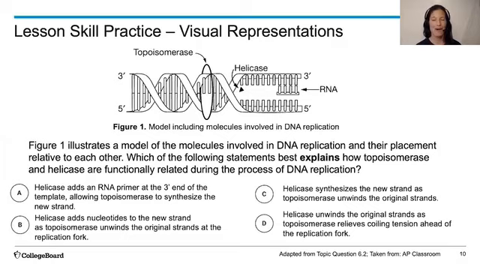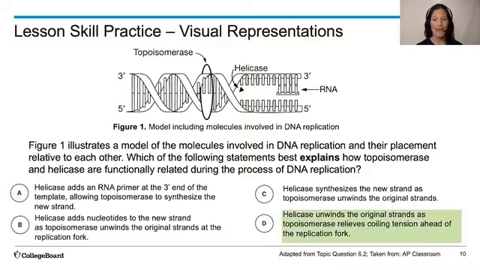All right, welcome back. Hopefully you had a chance to explore this diagram, see some familiar terms and notations that we talked about, and hopefully you had a chance to mark the correct answer. So we've got a figure, it's illustrating a model of molecules involved in DNA replication and their placement relative to each other. Our question is, which of the following statements best explains how topoisomerase and helicase are functionally related to each other during the process of DNA replication.